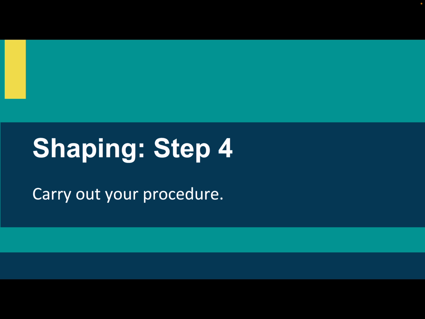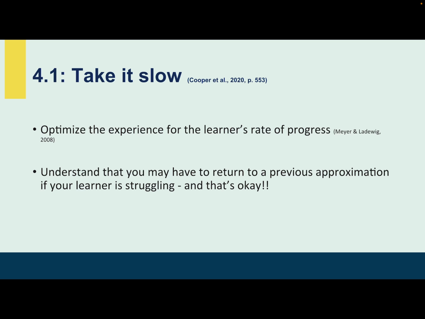Step 4 in shaping is to finally carry out your procedure. Remember to be flexible. Not every learner will progress through the approximations evenly. It may take more trials to get one right than it does the next. Optimize the experience for your learner and ensure that you are moving at the right pace. It is better to go slowly than to jump forward too quickly to the next approximation and lose your previous progress. For Lily, moving slowly meant doing training only a couple times a week.